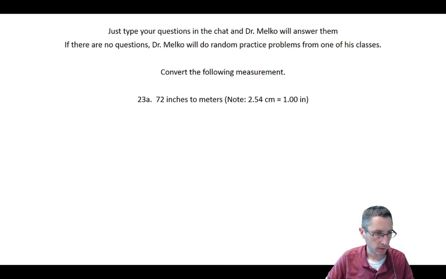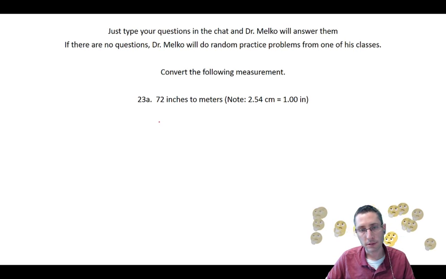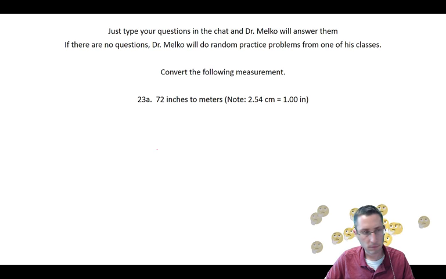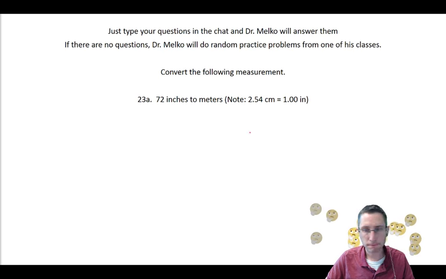All right, maybe you're 6 foot and want to describe that to somebody in Europe, where all that is in meters. Here. So 72 inches into meters, we can set up and conduct this problem the same way we do all of them.